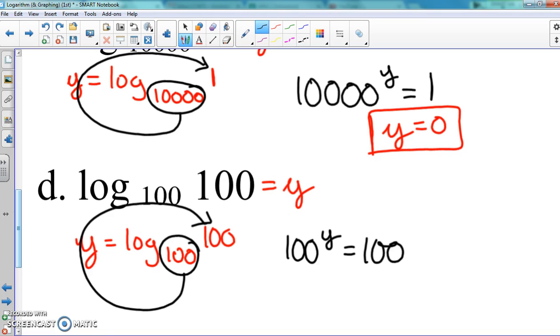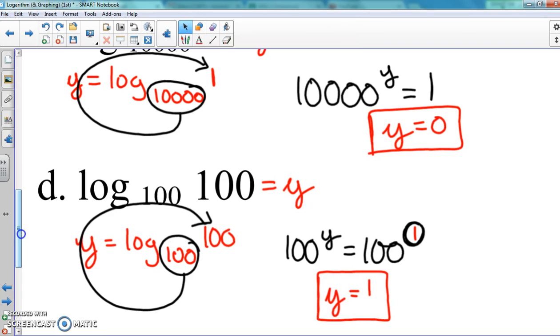And again, here the base numbers are the exact same, so your exponents are going to equal each other. So what is understood to be right here? Without actually having to write anything down or think hard about it, it's understood to be 1. So what does y equal here? 1. And that's it. That's all that is. Set it equal to y and then do the swoosh and solve it out. That's it.